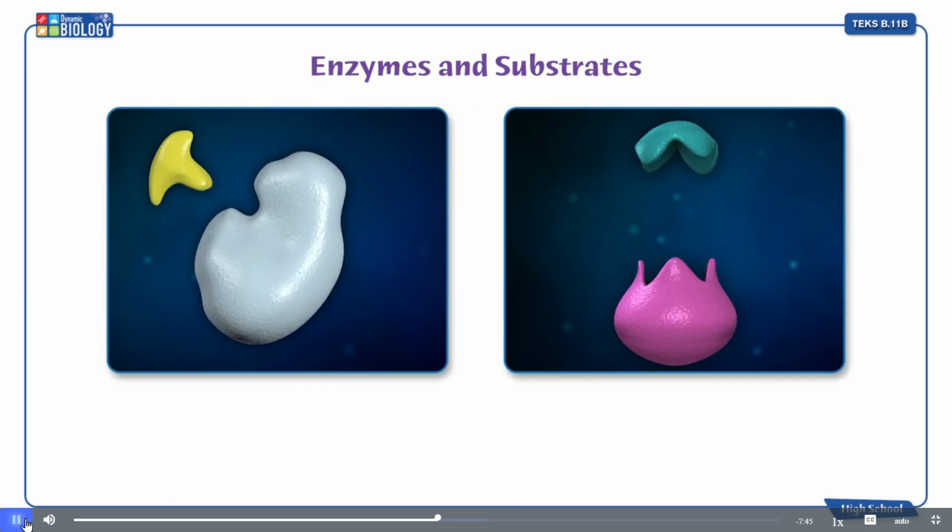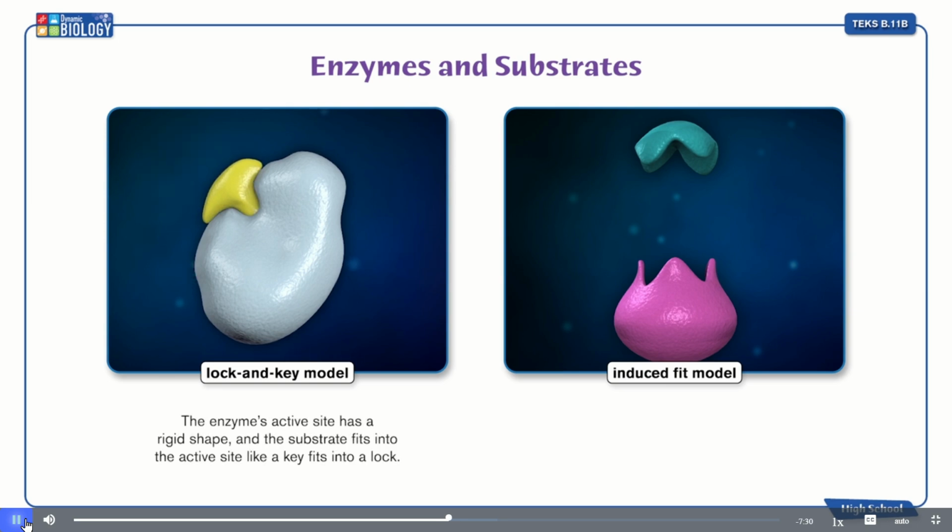Scientists have proposed two different models to describe the complementary shapes between enzymes and their substrates: the lock and key model and the induced fit model. The lock and key model suggests that the enzyme's active site has a rigid shape and the substrate fits into the active site like a key fits into a lock.